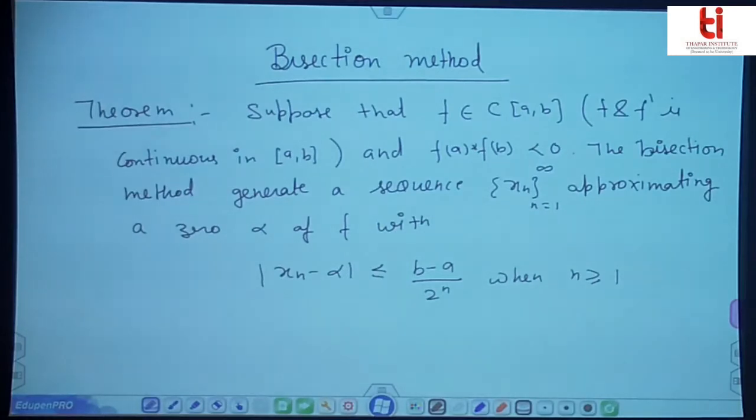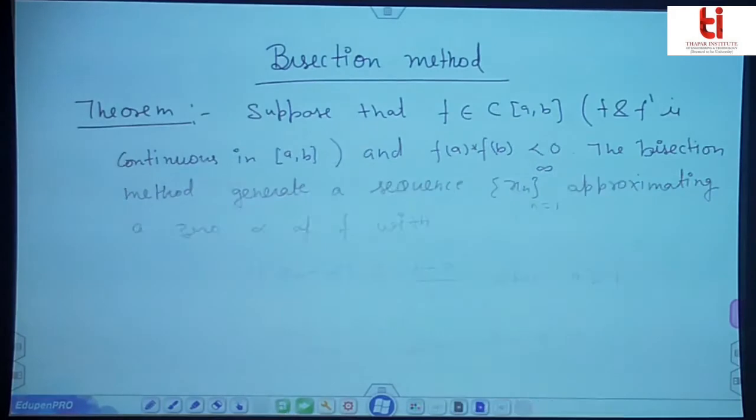In the last class, we discussed the length of the interval being less than or equal to (b minus a) upon 2 raised to power n after n steps. It is a similar kind of proof as we have already done in the previous class, but let's do it again. Here alpha is the exact root, and xn is the nth approximation to alpha. Okay, so let's do the proof.